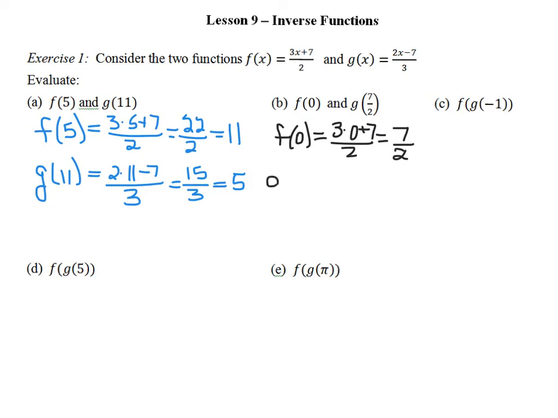Now let's calculate g of 7 halves. And that's going to involve a little bit more mental math here. (2 times 7 halves minus 7) divided by 3. Now, of course, when we're doing 2 times 7 halves, we're going to cross cancel the 2's. So 7 minus 7 is giving me a 0 in the numerator. 0 divided by 3 is just 0.